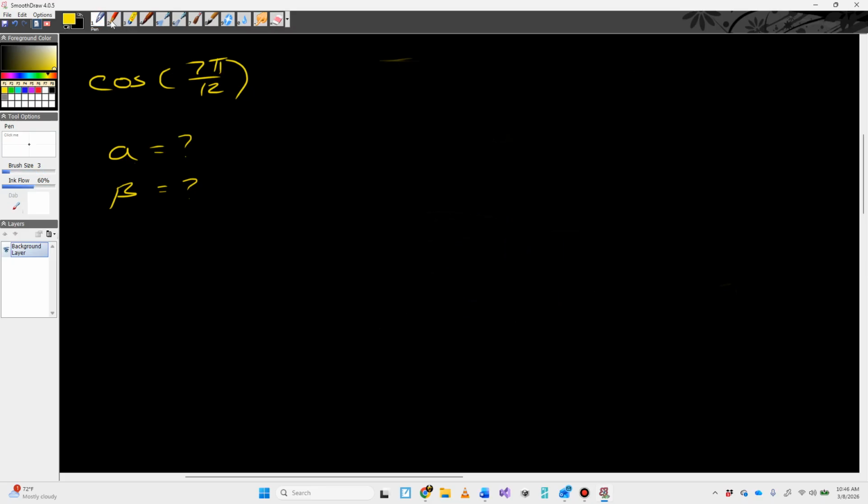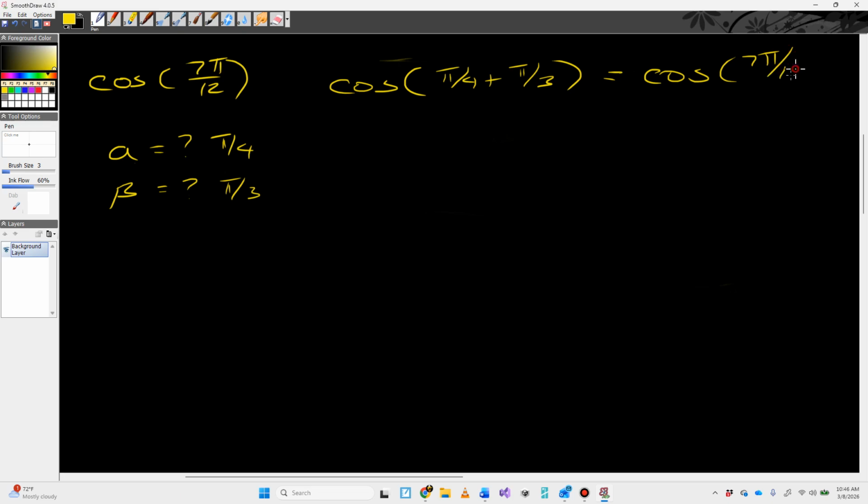I have found my alpha, which is pi over 4, and I have found my beta, which is pi over 3. And if I add them together, cosine of pi over 4 plus pi over 3 is going to give me the same result as cosine 7 pi over 12, because pi over 4 plus pi over 3 is equal to 7 pi over 12. And again, it's all about fractions. If you can't see it, then you don't know your fractions. You should know this. This should make sense. Okay, that part should be simple.